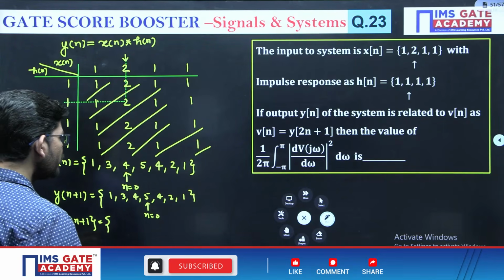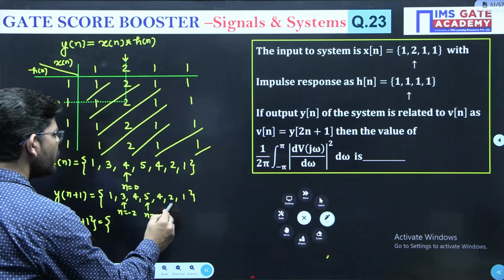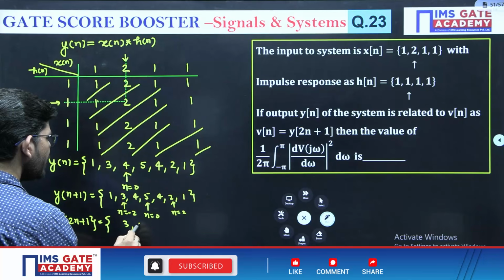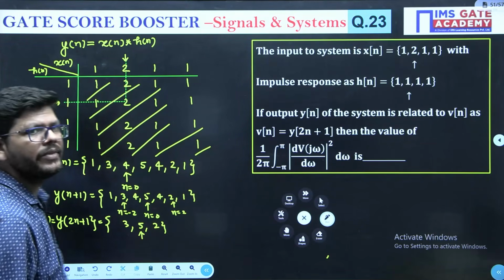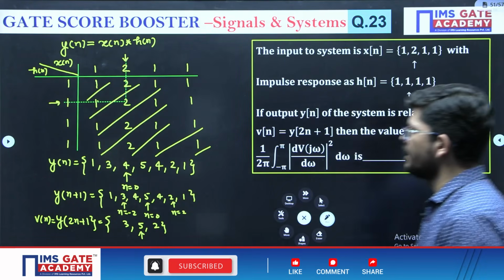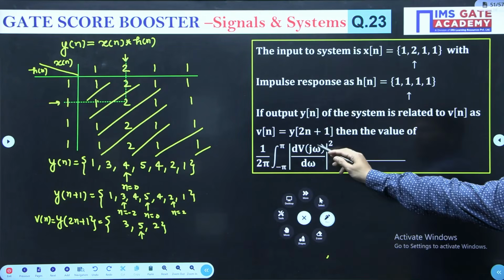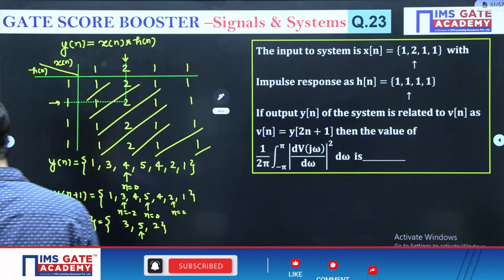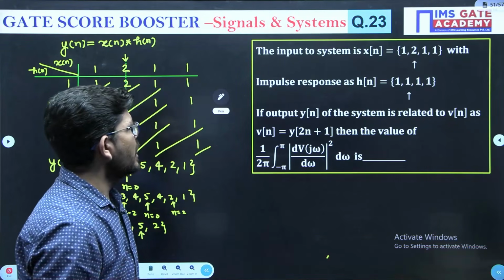So you will only choose those positions which are multiples of 2. This is a multiple of 2 and this is a multiple of 2. So we will choose 3, 5 and 2. Right? This is our v of n. Correct? So you got your v of n. Half the job is done. Now we have to evaluate this integral. Okay? We have to evaluate this particular integral. Correct? Now what is this integral?